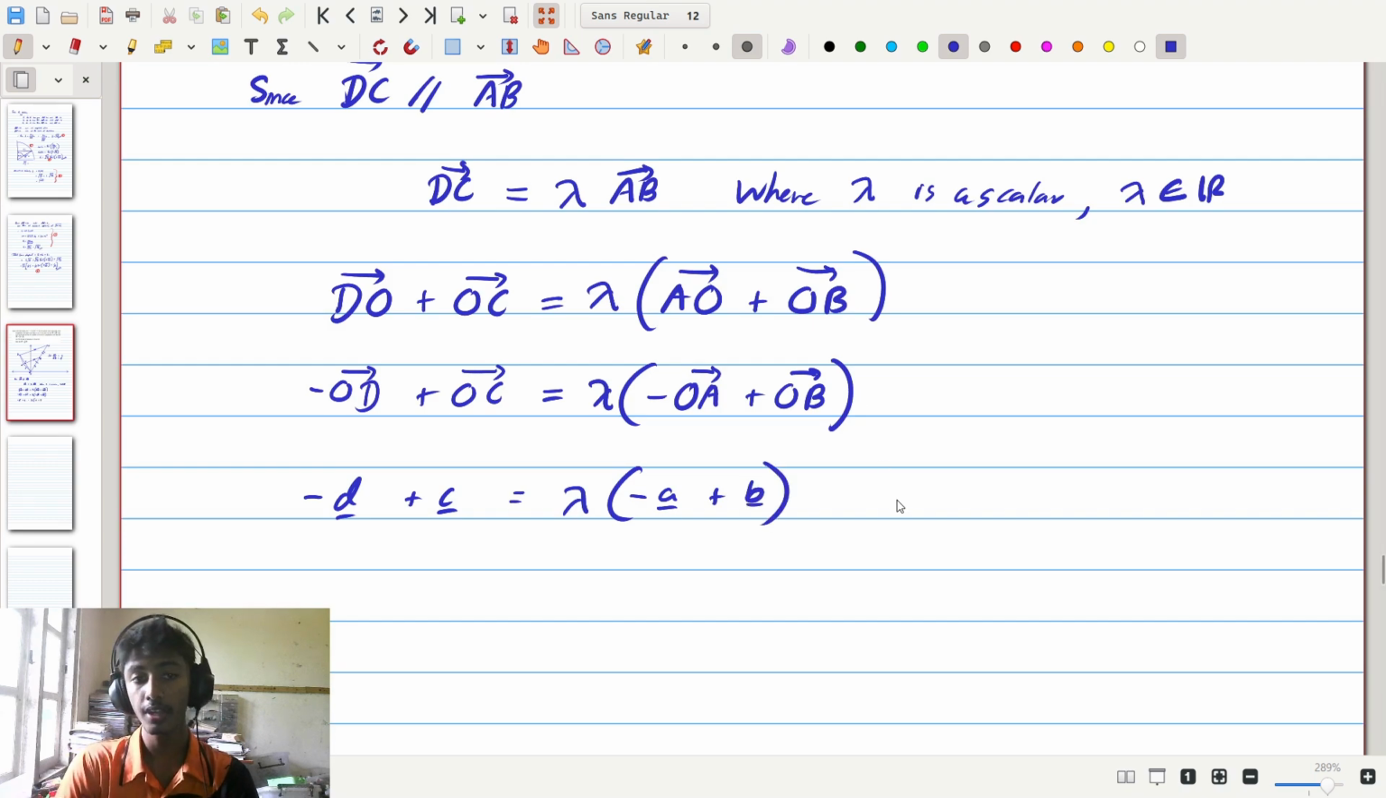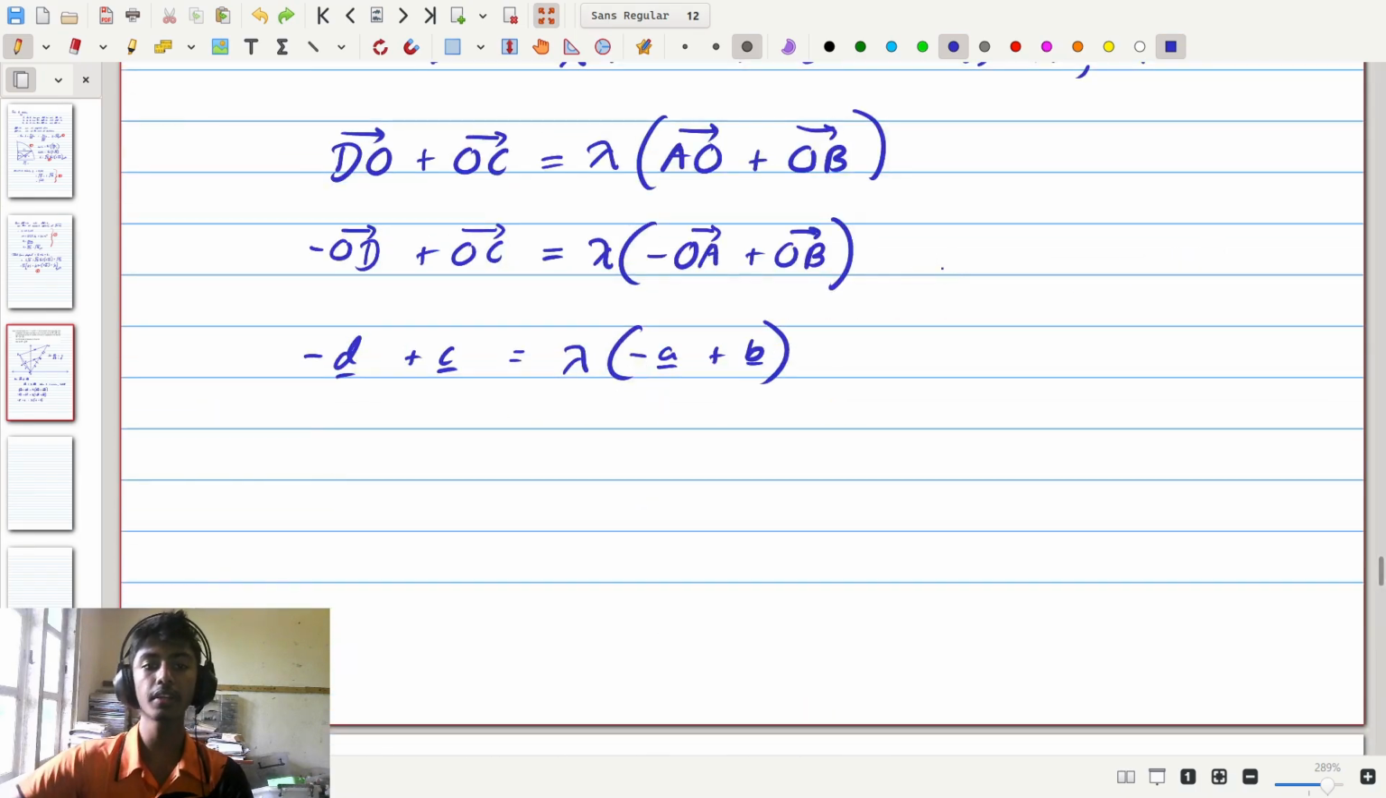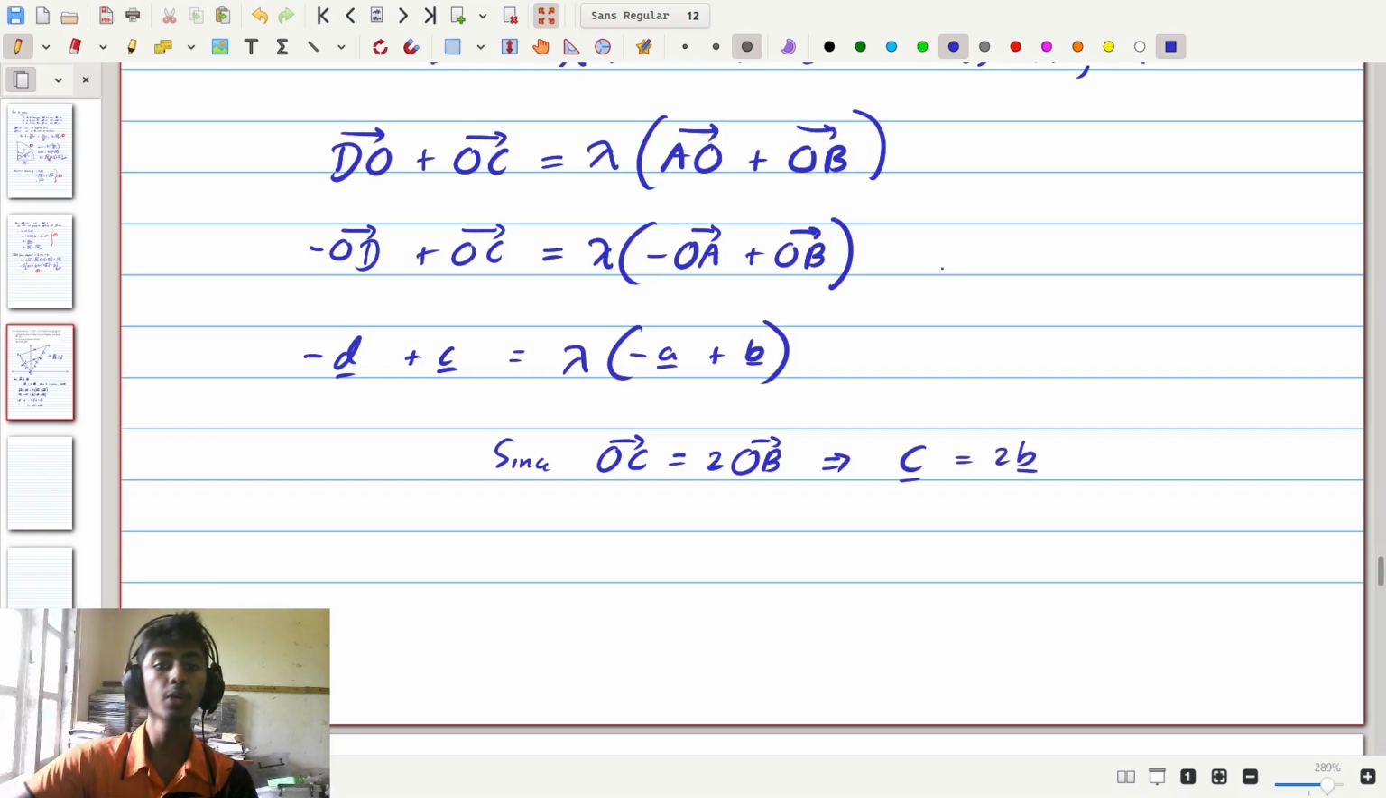So we have this. Now additional to this, we know that OC vector is double of OB vector. So since OC vector is equal to double of OB vector, this implies that the C vector that we had is equal to double of the B vector, which we can substitute into here and say that finally minus D vector plus 2B vector is equal to lambda times minus A vector plus B vector.